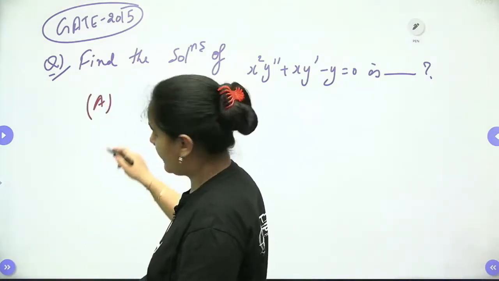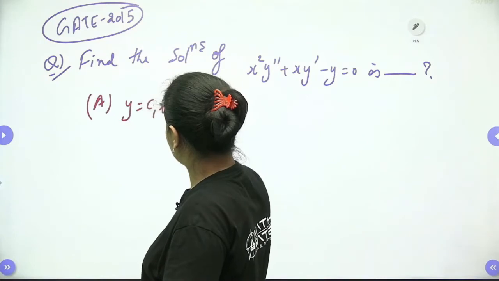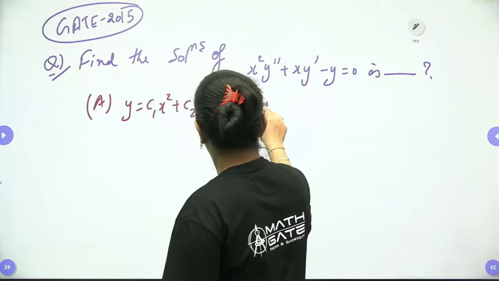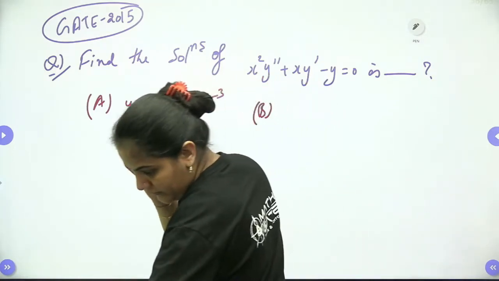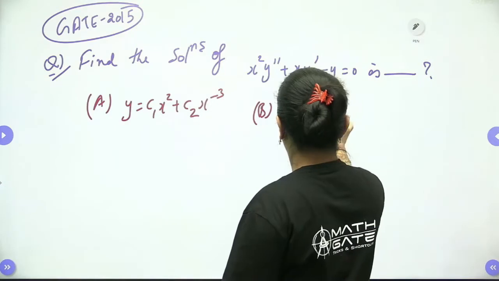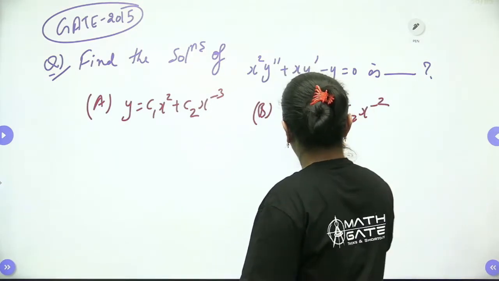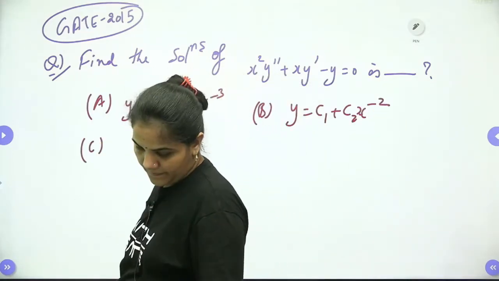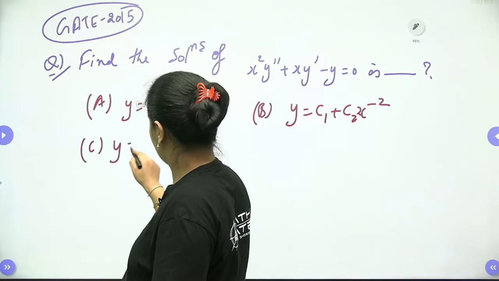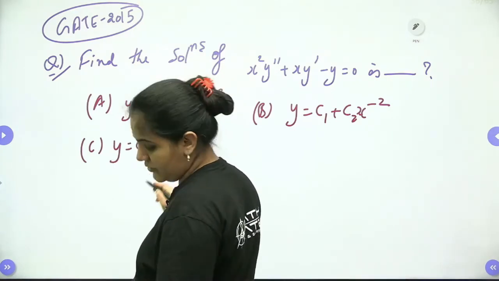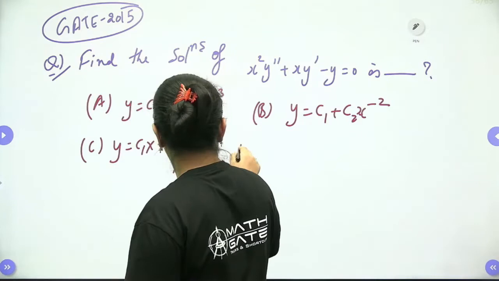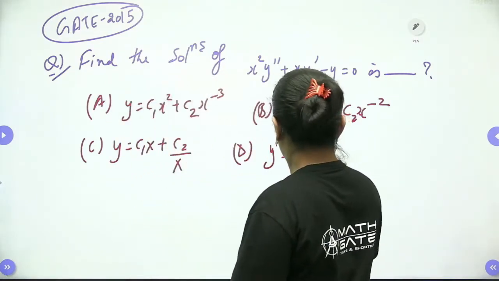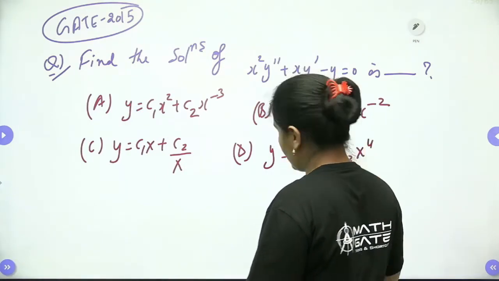Let me write down the options. First, y is equal to c1 x square plus c2 x to the power minus 3. Second, y is equal to c1 plus c2 x to the power minus 2. Third, y is equal to c1 x plus c2 by x. Fourth, y is equal to c1 x plus c2 x to the power 4.